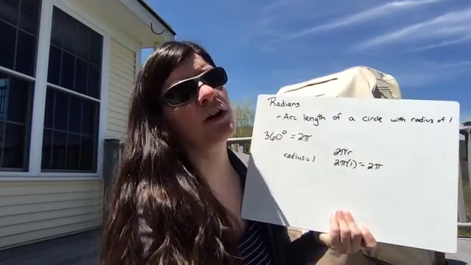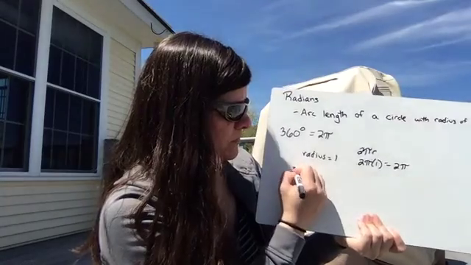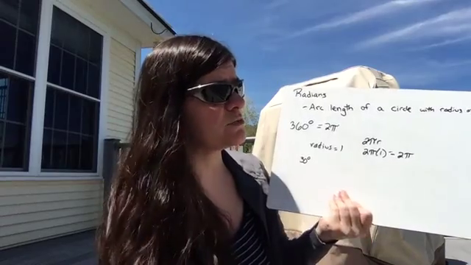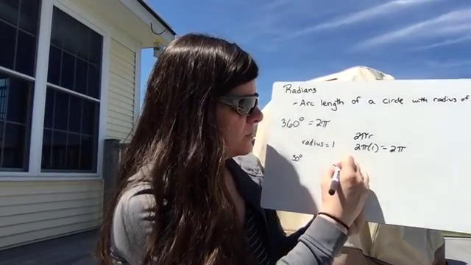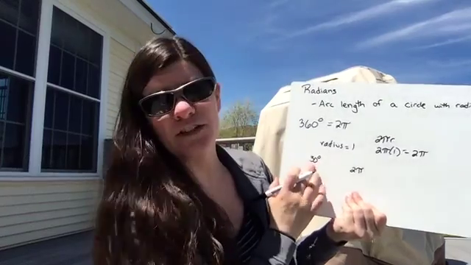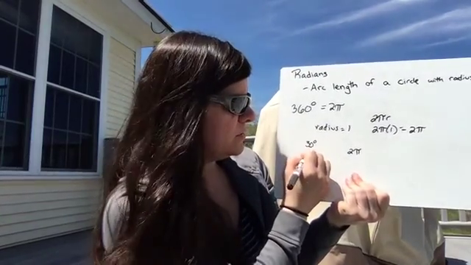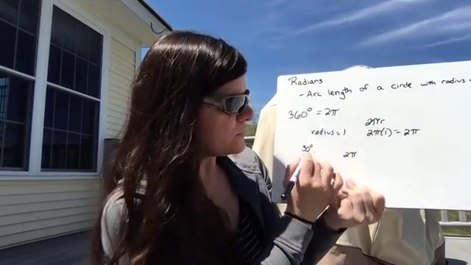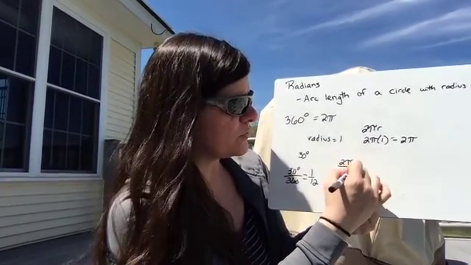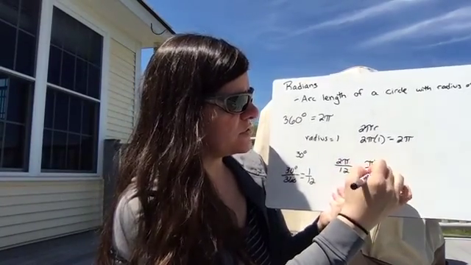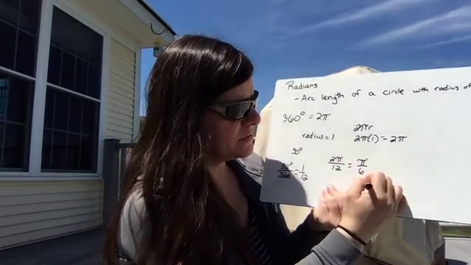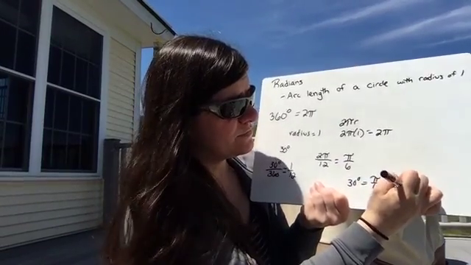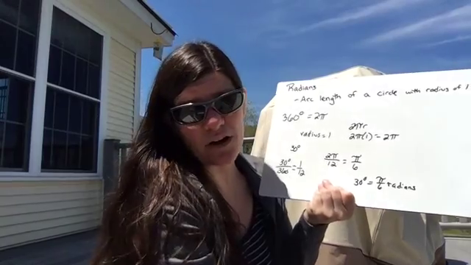Okay, and if we are talking about, let's say, 30 degrees, again, my circumference is going to be 2 pi because my radius is 1, so my whole circumference is 2 pi, right? And then I need to figure out what fraction of a circle 30 degrees is. Well, 30 degrees out of 360 degrees is the same as 1/12. So I'm going to do 2 pi over 12, which equals pi over 6. So 30 degrees is the same as pi over 6 radians. And that's really all radians are.